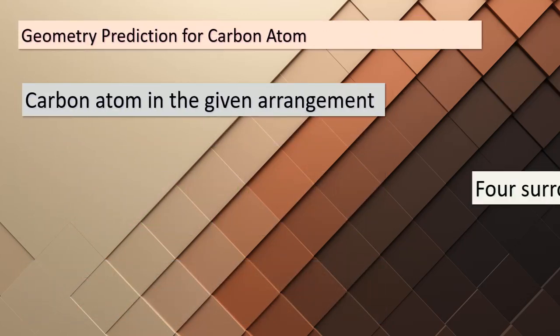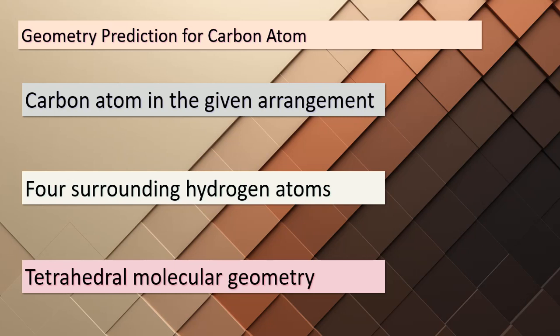Welcome back, enthusiastic learners. Today, we're focusing on geometry prediction, and we're starting with our trusty carbon atom in the arrangement. Surrounding the carbon atom are 4 hydrogen atoms. Now, when we apply the VSEPR model, it tells us that the geometry around the carbon atom is tetrahedral. Picture a pyramid with the carbon atom at the center and the hydrogen atoms at the corners.